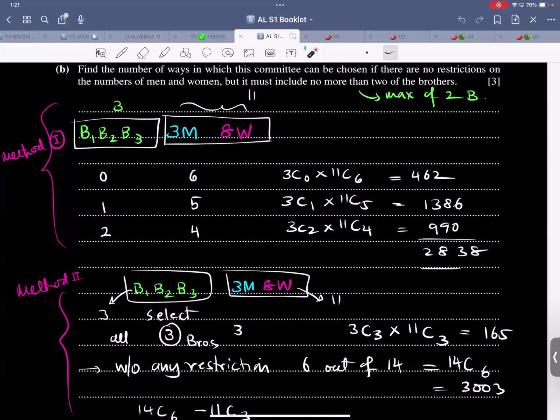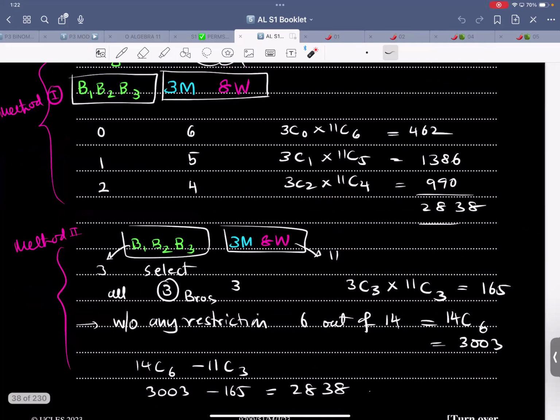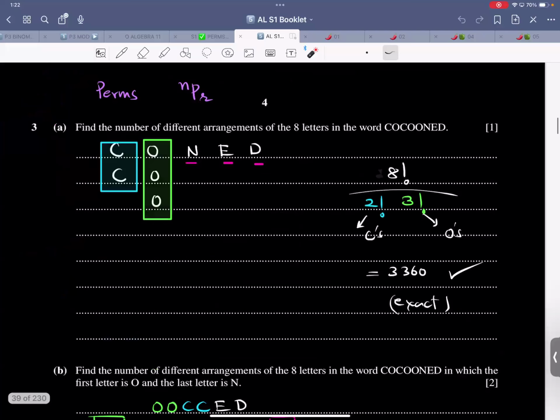Just like the question that we did in the beginning, where a particular man and a particular woman are not supposed to be together, find the number of ways in which they are together and then subtract. The same over here. A maximum of 2 brothers are allowed. Altogether, there are 3 brothers. So what if I select all 3 brothers? That's 3C3. The remaining 3 should be out of these 11. That's 165. Without any restriction, 6 out of 14, that's 14C6. 14C6 minus this value gives us the exact same answer. So this was combination. Another question of permutation.